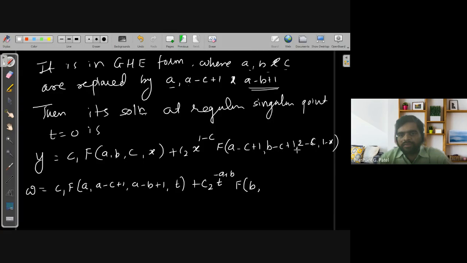Then b minus c plus 1. b is this minus c. So this minus this, a will get cancelled, b will become plus, and 1 will get cancelled. So we get b minus c plus 1. Then 2 minus c, 2 minus this, which will give you b minus a plus 1, and instead of 1 minus x, we have 1 minus t. So this is the solution of w.